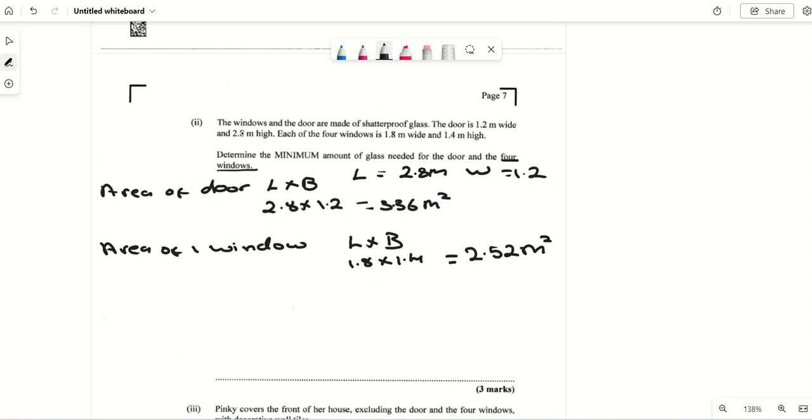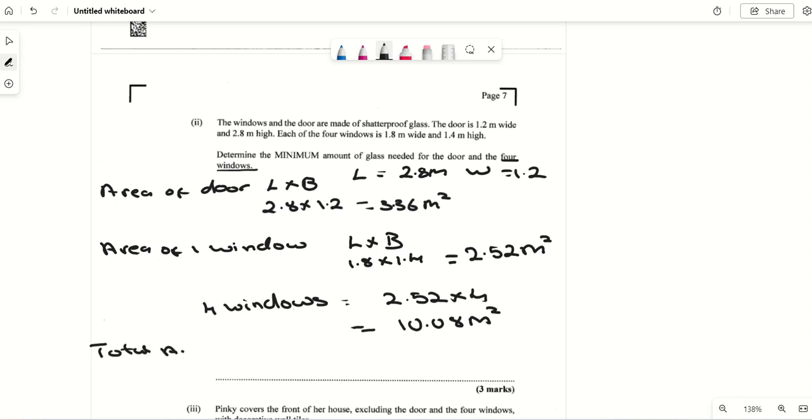So if the area of one window is 2.52, then the area of 4 windows would be 2.52 multiplied by 4, which is equal to, when you multiply this by 4, you'll get 10.08 meters squared. So my total area for one door and the 4 windows would be what I just now underlined when you add them up.